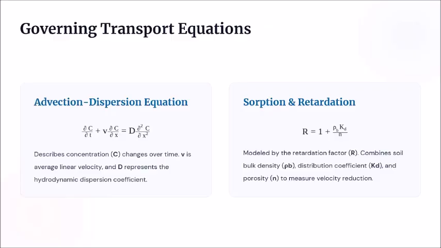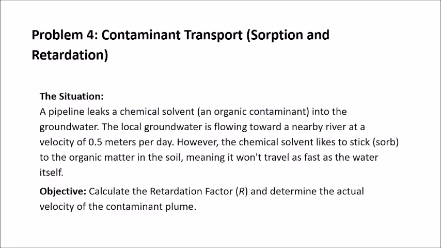To account for sorption, we use the retardation factor, R. R equals 1 plus the soil bulk density, rho sub b, multiplied by the distribution coefficient, K sub d, all divided by porosity, n. This equation calculates exactly how much the soil will slow down the pollution plume. Next slide. Contaminant transport sample problem.